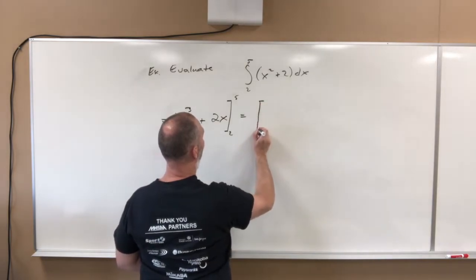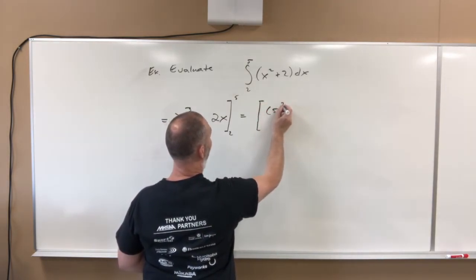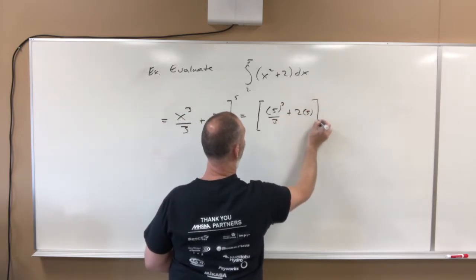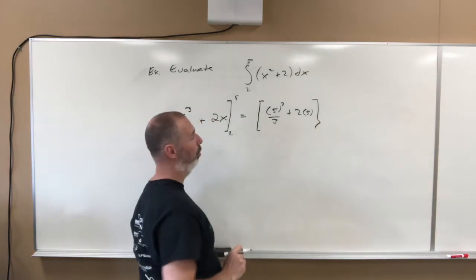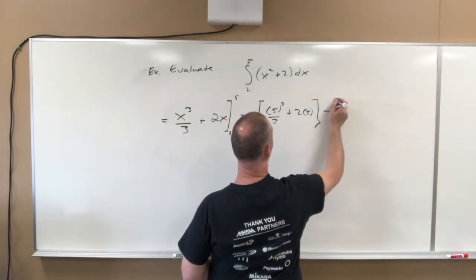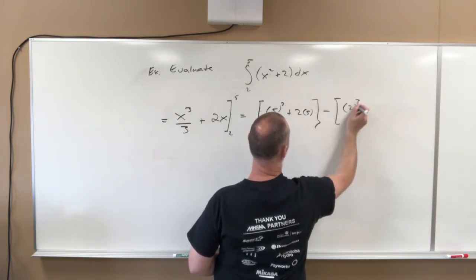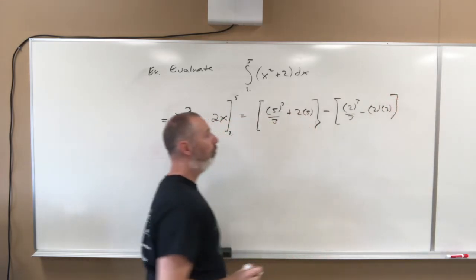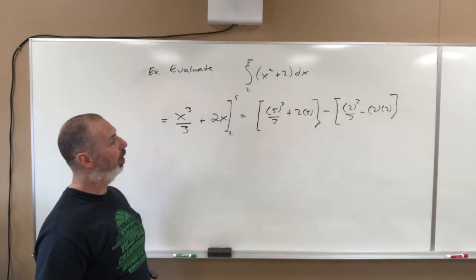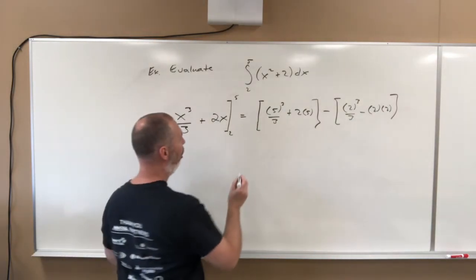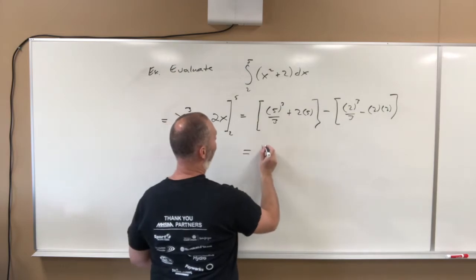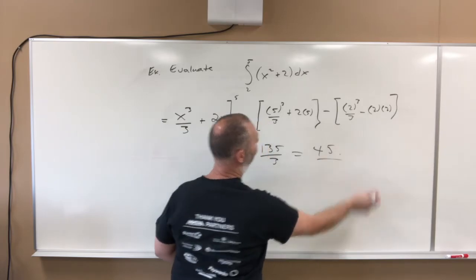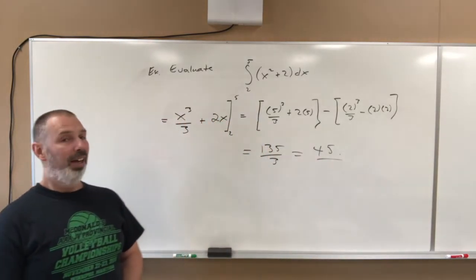So here we go. We're going to go 5 cubed over 3 plus 2 times 5. So that's f of b from our fundamental theorem of calculus, minus, now we're going to put 2 in, so 2 cubed over 3 plus 2 times 2. And if you evaluate that and you punch it into your calculator properly, again, fractions are our friends, we will get an answer of 135 over 3, which equals 45. And it's really just that simple.